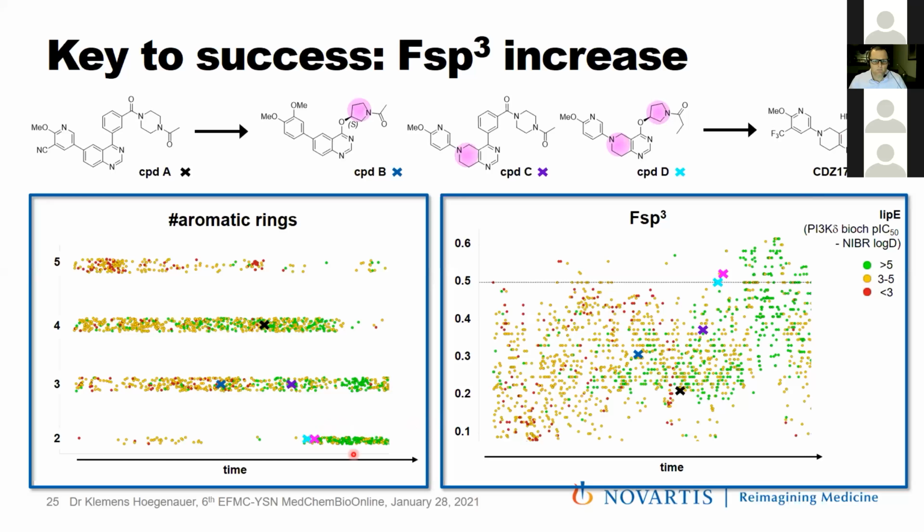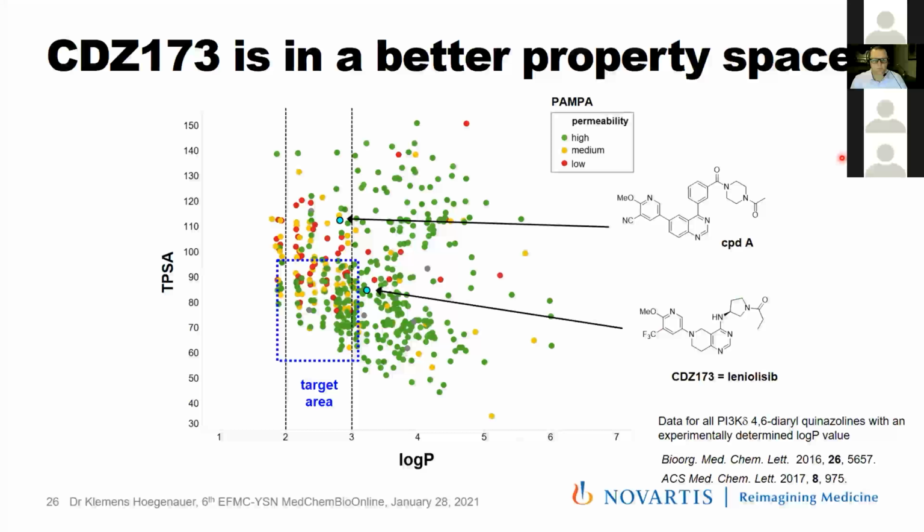So again, here you see you increase your chances a lot with respect to being lipophilicity efficient if you take off aromatic features. If you increase sp3 rich features, you get into a much better property space, and this ultimately was the success for that project.